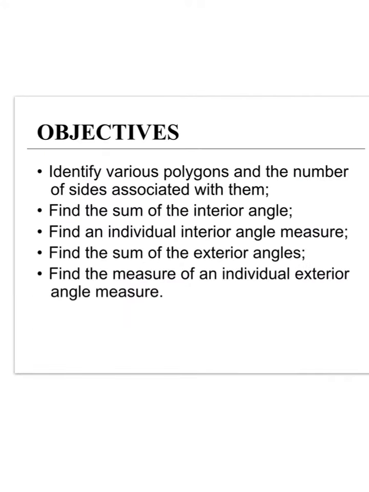Polygons. So some of the things that we're going to be doing with regard to polygons is that we're going to identify most of them and the number of sides that's associated with them. We're going to find the sum of the interior angles, find an individual interior angle measure, find the sum of the exterior angles, and find the measure of an individual exterior angle.